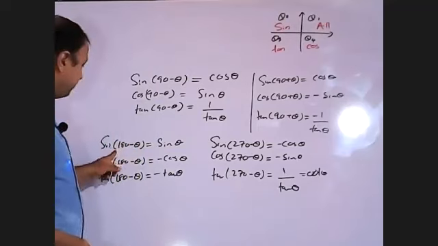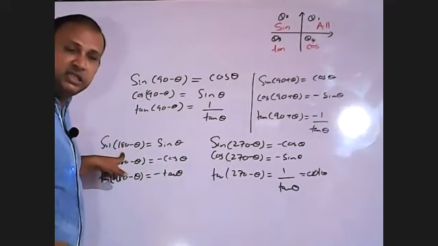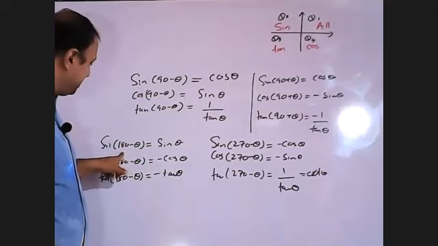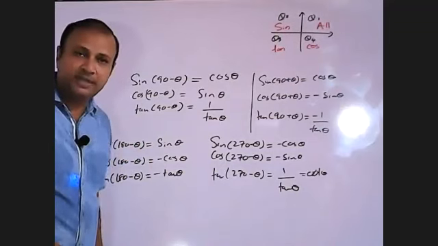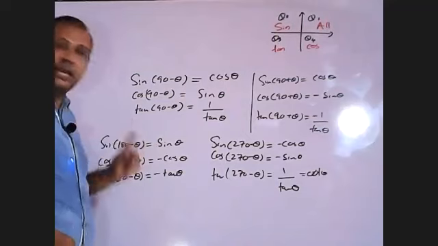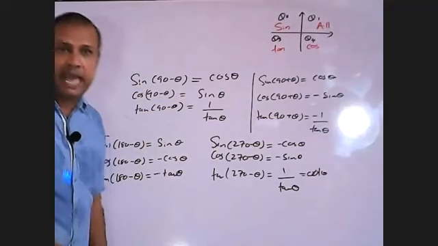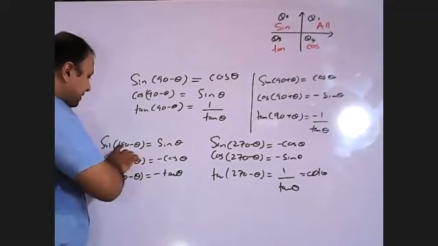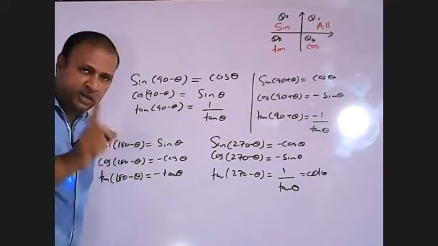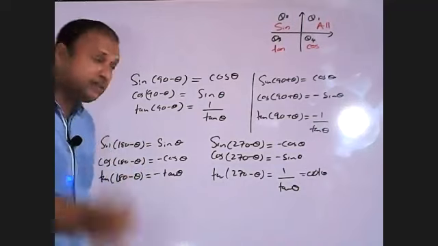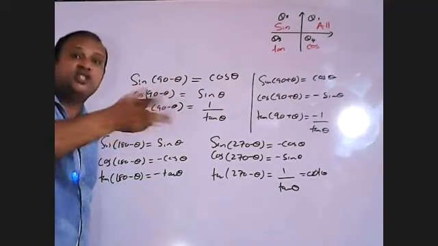But if it is an even multiplication of 90, 180, 360, the trigonometric ratio does not change. Sine remains as sine, cos remains as cos, tan remains as tan. So if it is an even multiplication, the trigonometric ratio doesn't change. But if it is an odd multiplication, they are interchanged.